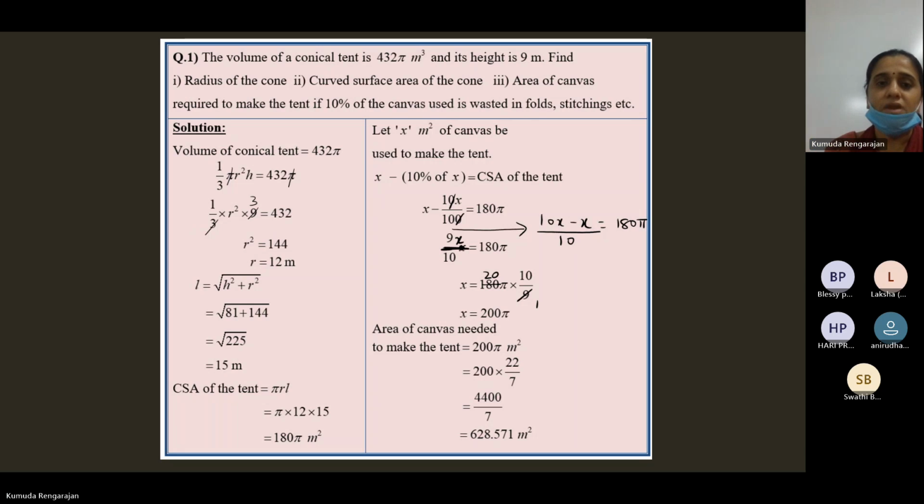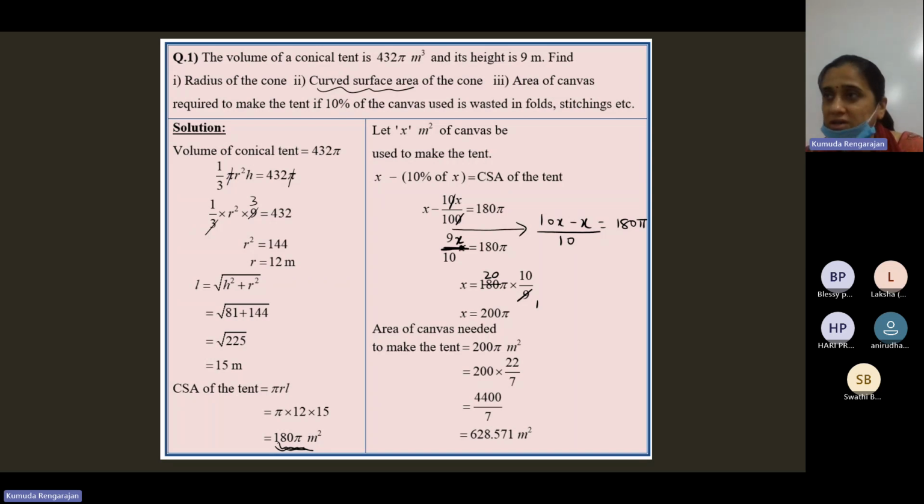Here also, actually, I should have found the curved surface area of the cone, because I've asked you to find the CSA. You cannot leave it like this. Now it's okay, but you should not leave it like this. You should find the value, because there can be a question like, find the CSA of the cone. So 180 into 22 by 7.